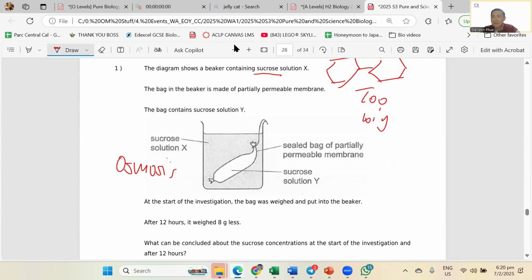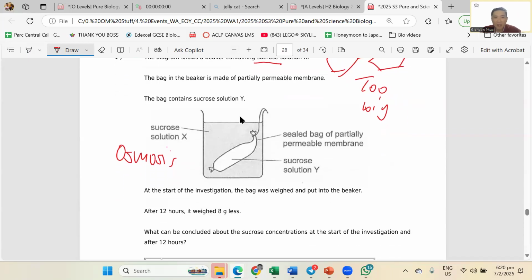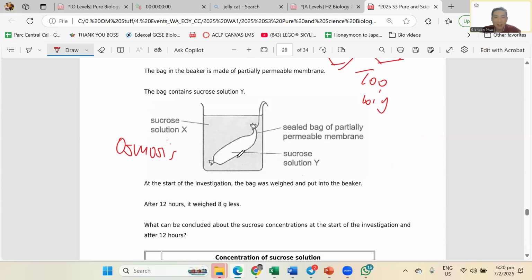Now, what's happening? Which one has more water? Which one has a higher water potential? The sucrose solution in X or the one in Y? We don't know, so you must look at the question here. At the start of the investigation, the bag was weighed. Then after 12 hours, it weighed 8 grams less. If I have two regions with sucrose solution and my sucrose cannot enter or leave, what is moving? Water.